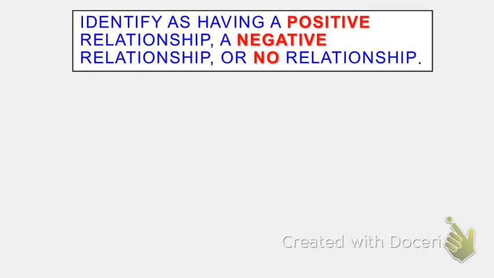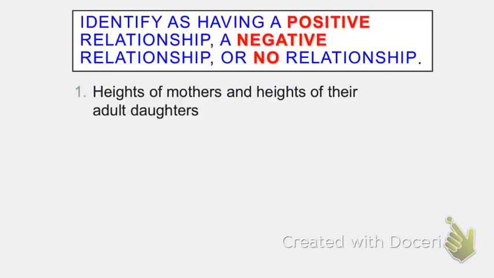Another thing we're going to need to be able to identify is, given a scenario, decide if you think it's positive, negative, or no relationship. So, heights of mothers and heights of their adult daughters. Do you think that has a positive relationship? No relation. Well, yeah, kind of. That correlates, right?